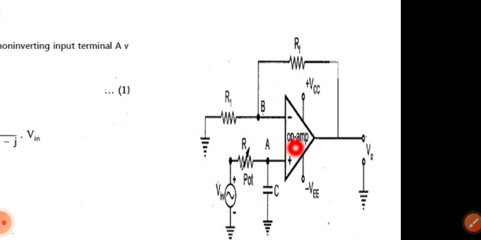V1 we are going to take. Why? In the inverting terminal and non-inverting terminal, we have taken a non-inverting circuit. That's why we are taking the V1 values. V2 is the inverting terminal. VCC and minus VEE are the power supplies, right? V0 is the output.